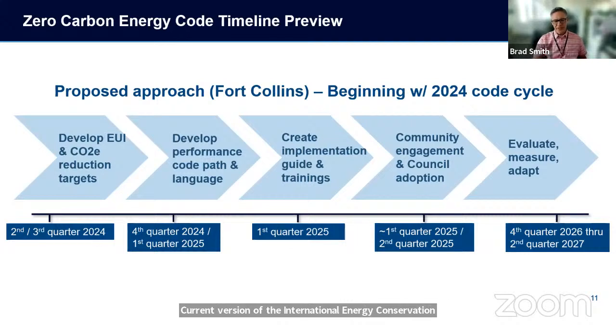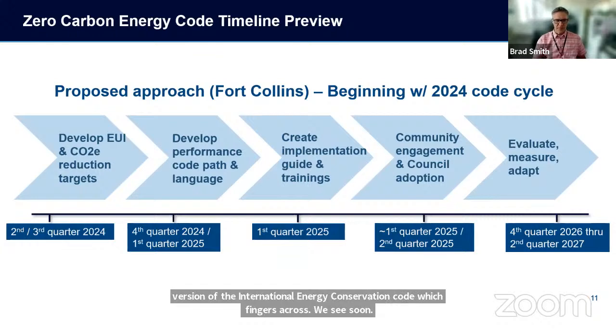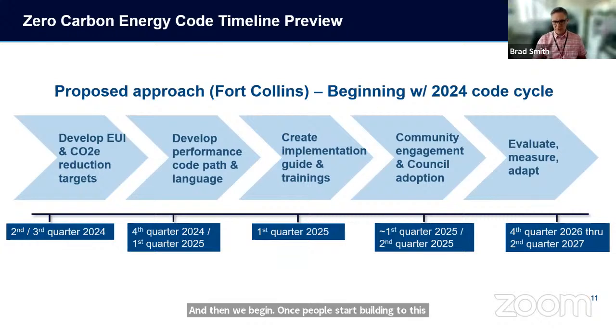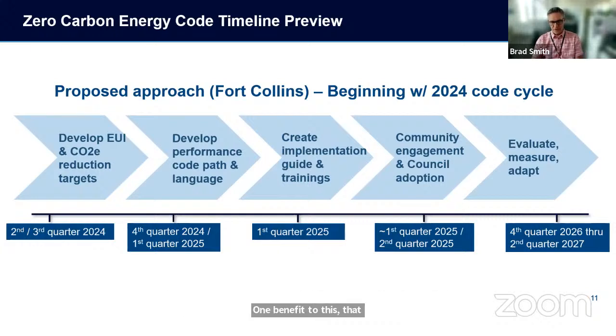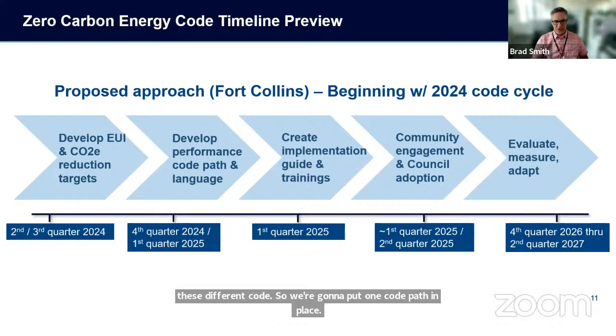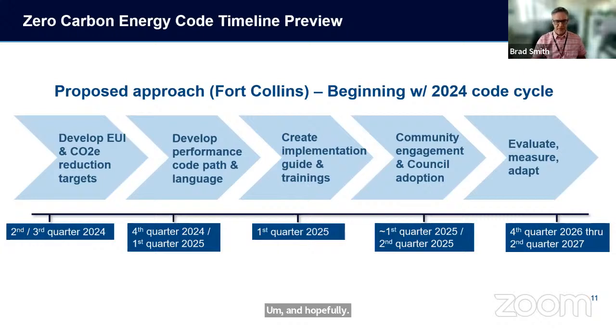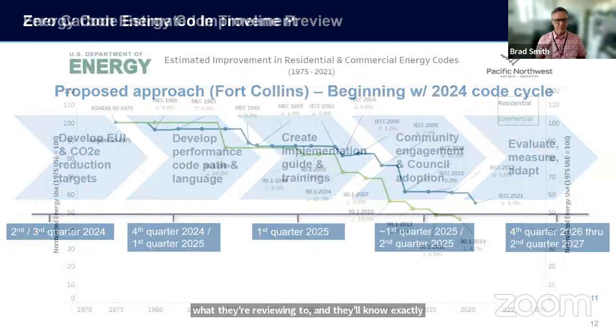And then once people start building to this code, we begin to evaluate, measure, and adapt, as I mentioned before. One benefit to this that we're realizing is that all of these code paths within our building services division, plan review, building inspection, it's a bit of a challenge for our team to navigate all of these different code paths. So we're going to put one code path in place, and hopefully ease the workload a little bit. They'll know exactly what they're reviewing to, and they'll know exactly what they're inspecting to in the field.